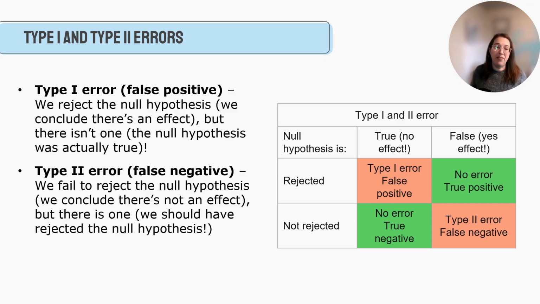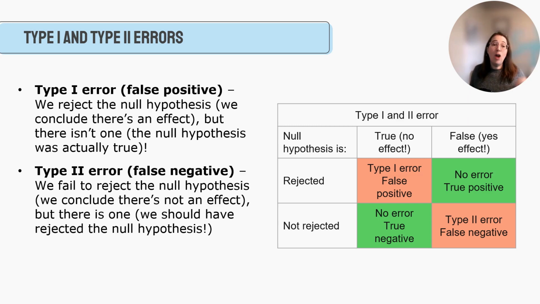Or if the null hypothesis is not rejected and we say, ooh, we don't believe there was an effect. We're not going to reject the null hypothesis. We don't think there was an effect. Well, if there was an effect, then we missed it.